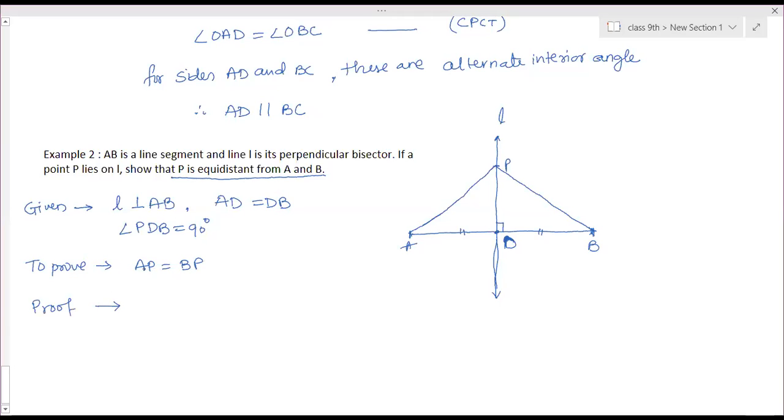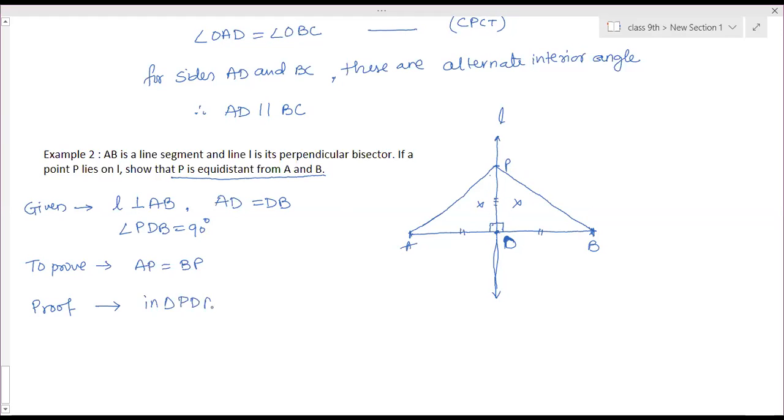This can be shown by showing congruency of these two triangles, this triangle and this triangle, PDA and PDB. In that, AD is equal to DB is given. This is 90 degrees, so this will also be 90 degrees because these form a linear pair. And PD is a side present in both the triangles, so this is a common side. So PD is equal to DP, common side for both triangles. So by the congruence criteria, these two triangles are congruent.